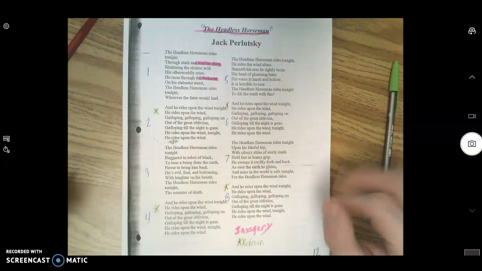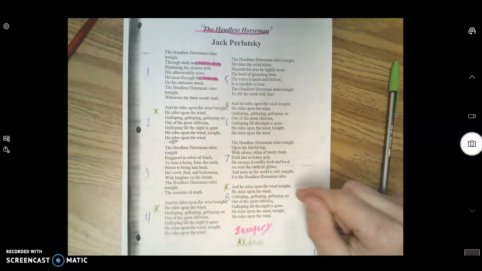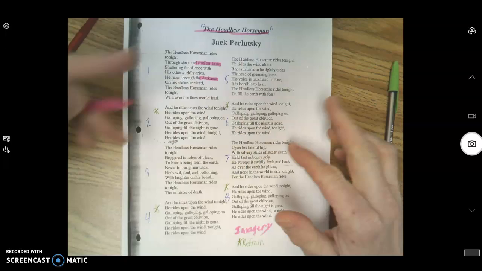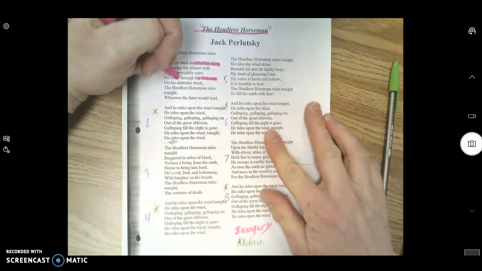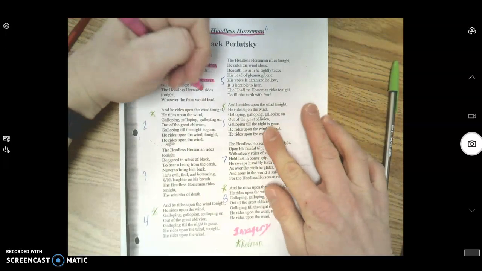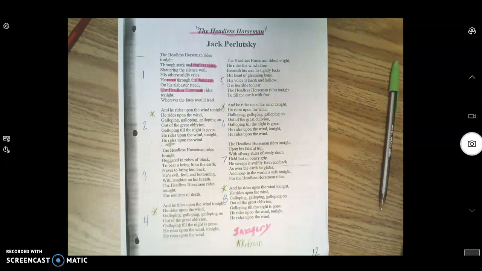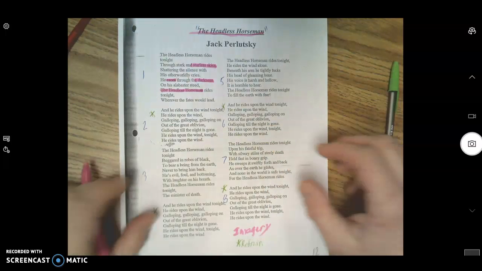Okay, what else? Give me one more. We'll do at least 3 per stanza. Yeah, Leah. Racing. There we go. Good job. Or he races. I think about the Headless Horseman because in my head I can see a Headless Horseman. There we go.